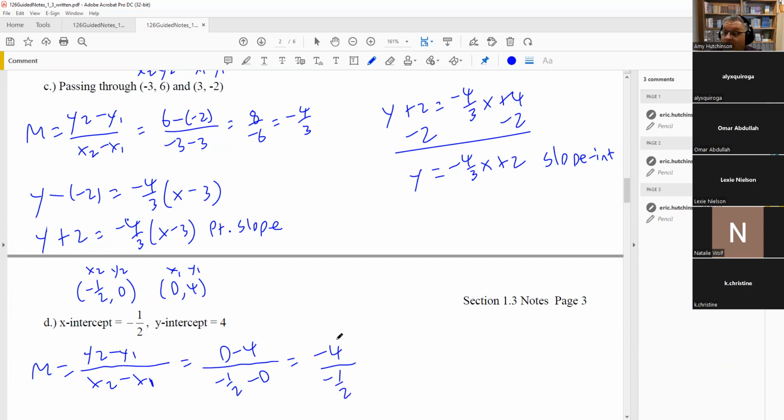If you're dividing something like this, you take the top number, which I can write as a fraction, -4/1. I'm going to multiply this by the reciprocal of the bottom one. If I flip that, it becomes -2/1. When I multiply, I just get 8. So 8 is going to be the slope on this one.